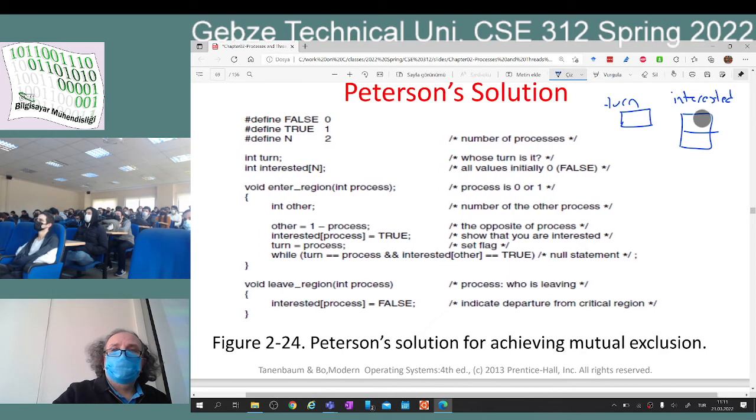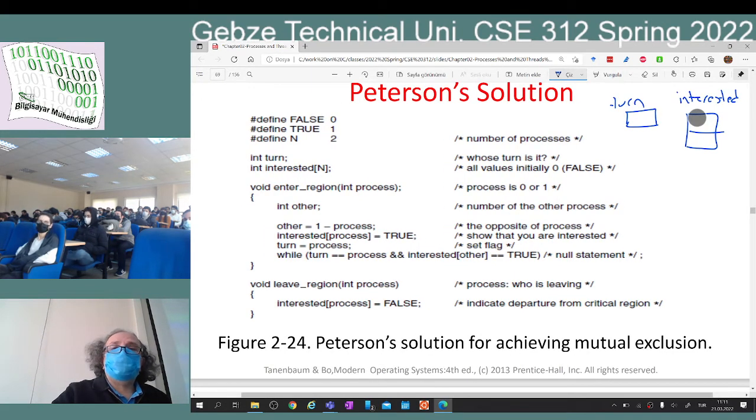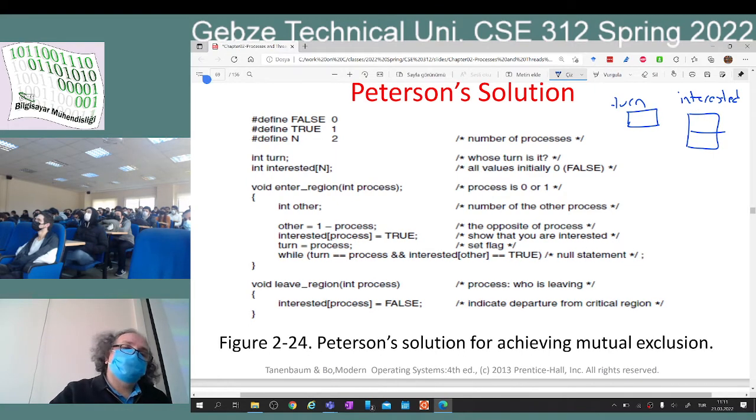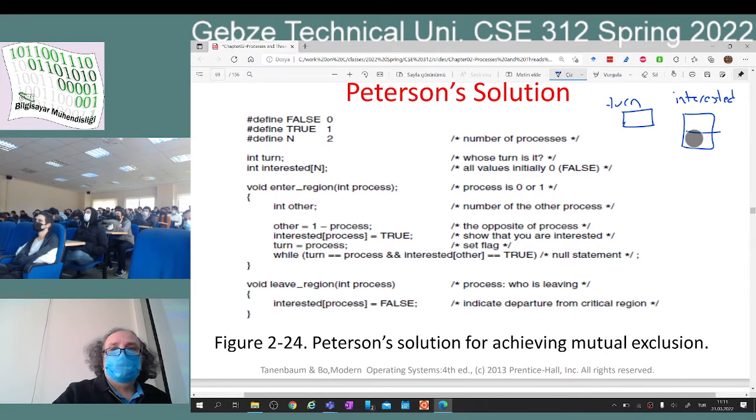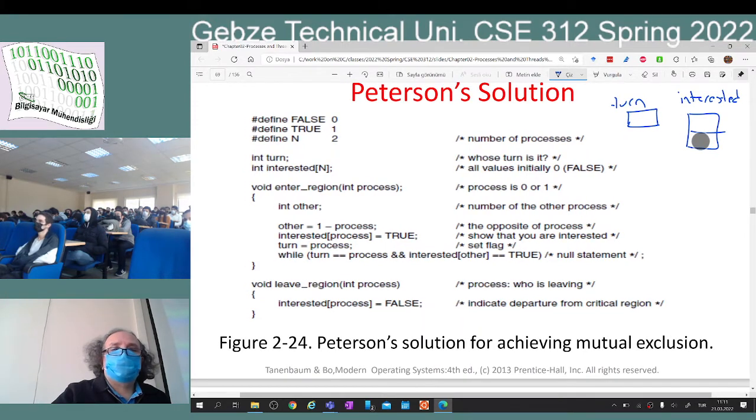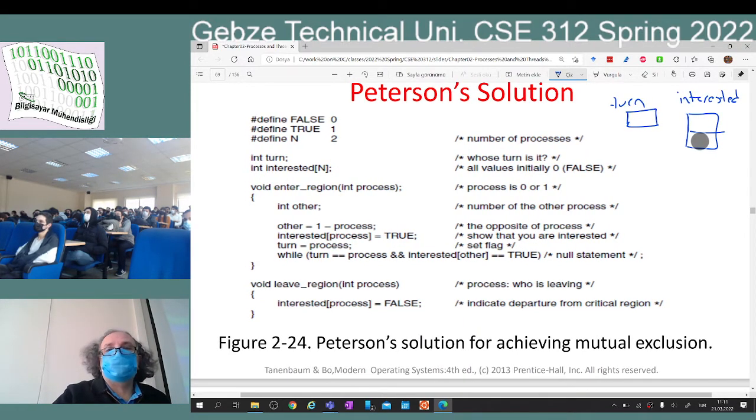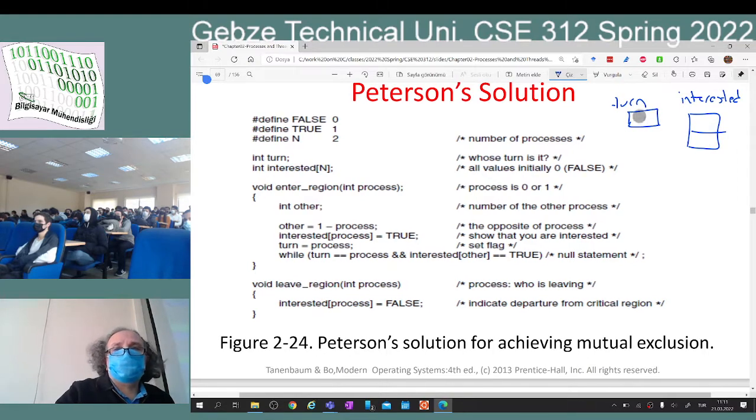Process number 0, if it is interested in entering the critical region, will make this true. And process number 1 will make this part true if it is interested in entering the critical region. If turn is 0, that means that process number 0 is trying to enter the critical region again. So let's look at the code.